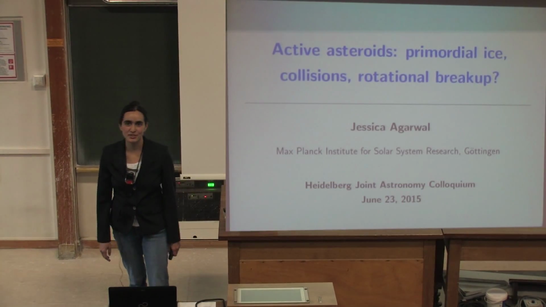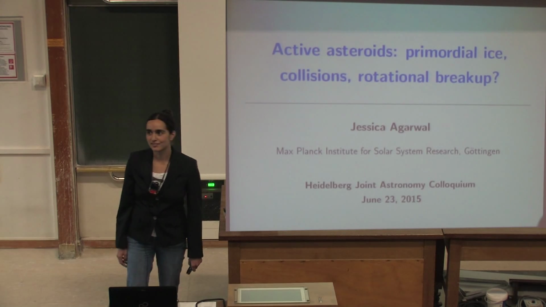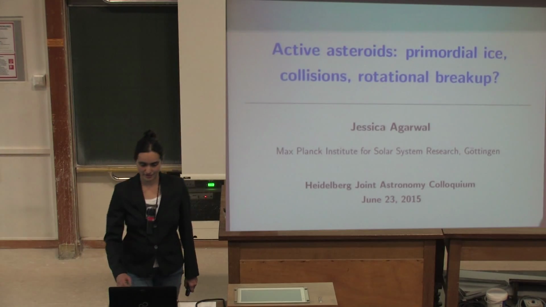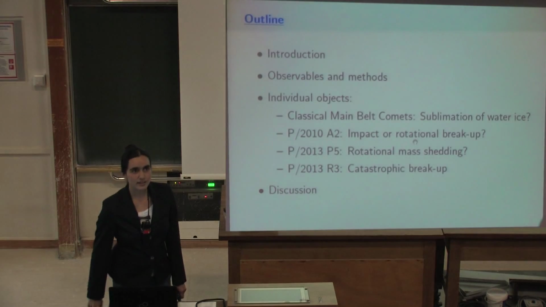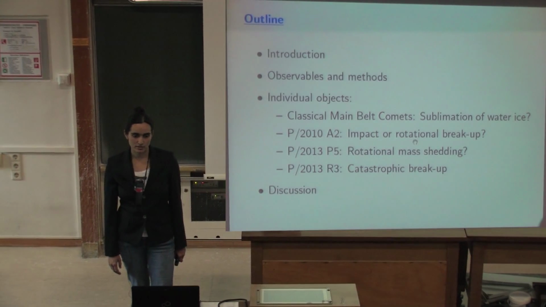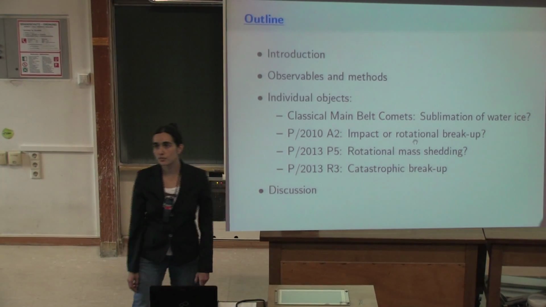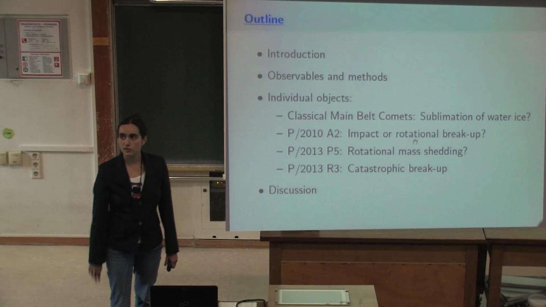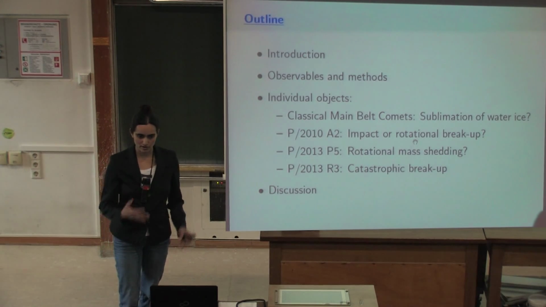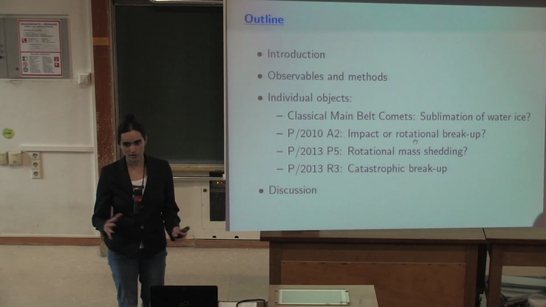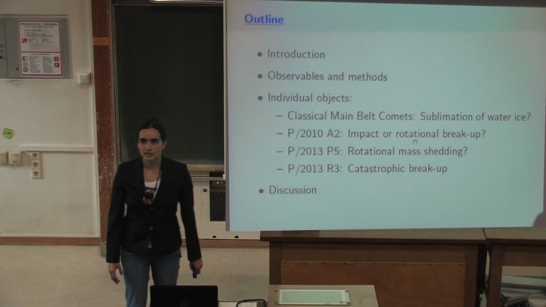Thank you very much for inviting me to your colloquium. I'm happy to tell you about active asteroids and give you an overview of what we did in the last years on this topic. I'll first give you an introduction to what active asteroids actually are. Then I'll briefly explain what we can observe of them and which methods we use to study them. Then I'll talk about a few individual objects and their peculiarities, because they are very different. And finally, I'll try to put our findings into a wider context.